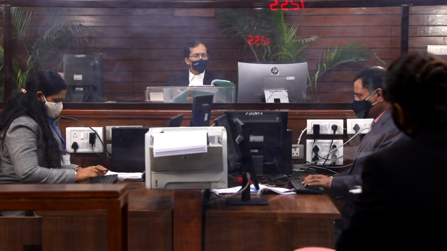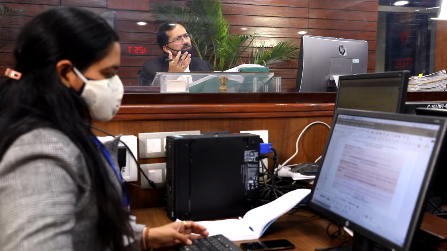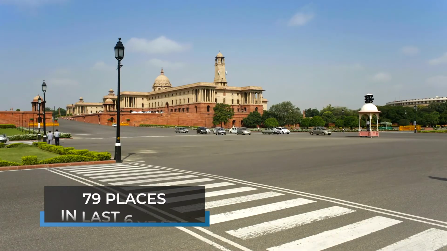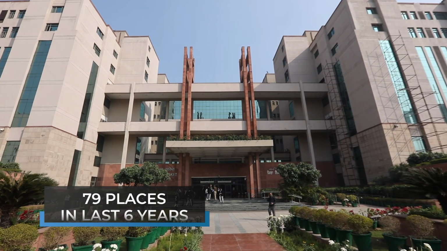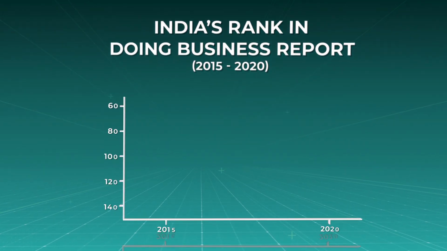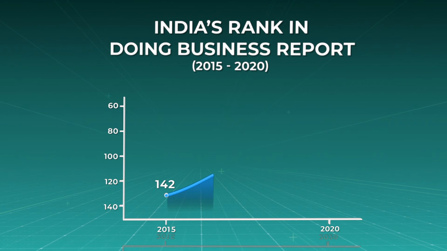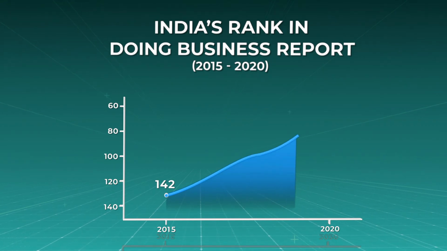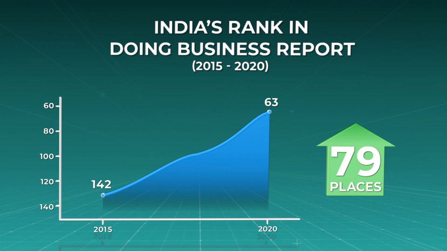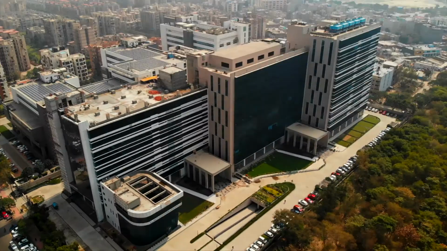All these reforms have made the process of seeking justice more efficient. In the last 6 years, India's rank has gone up by 79 places. As per Doing Business Report 2015, India's rank was recorded as 142, while in Doing Business Report 2020, it was recorded as 63. Reforms under all indicators have contributed towards this growth.